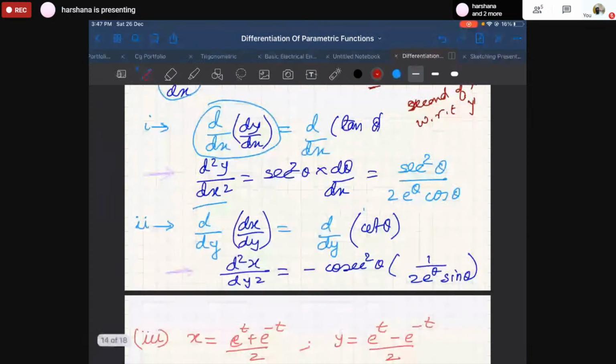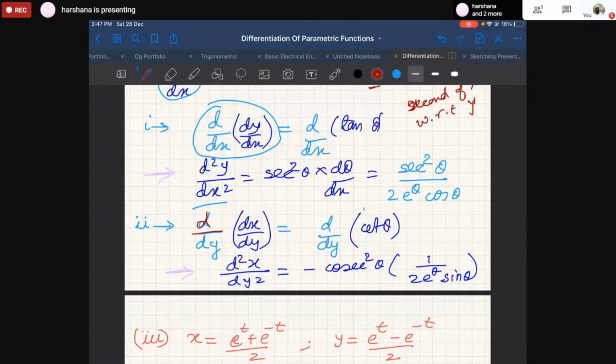So we apply the operator accordingly. It is d dy on both sides. We have applied the operator d dy. So that gives us d2x on dy square written that way. On the right side, we first have an expression in terms of theta, so we differentiate it with respect to theta. So that will become minus cosec square theta. Then further, we have the derivative of theta, which is d theta on dy with respect to y.